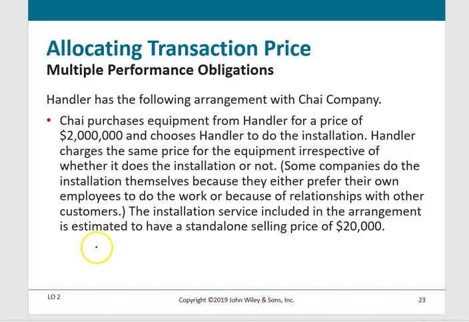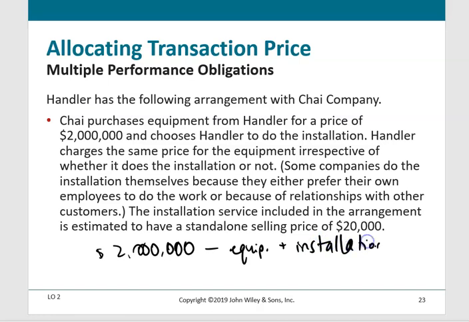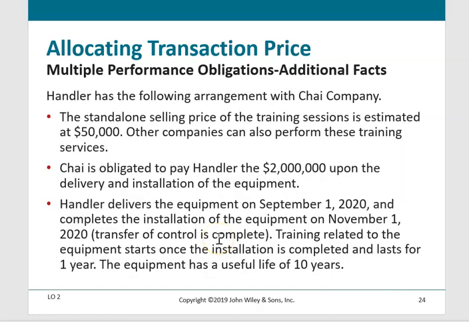So what we're saying is that the contract price, the total amount of the equipment with the installation, is $2 million. But if the installation had been sold on its own, the company would charge $20,000. The standalone selling price, now we have to get to the training sessions. The standalone selling price of the training sessions is $50,000. Other companies can also perform these training services.